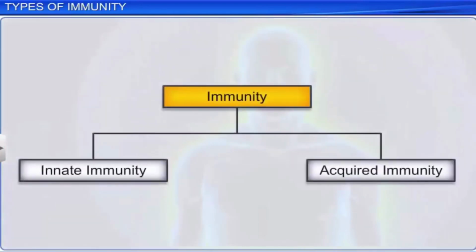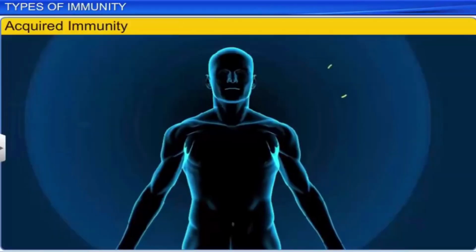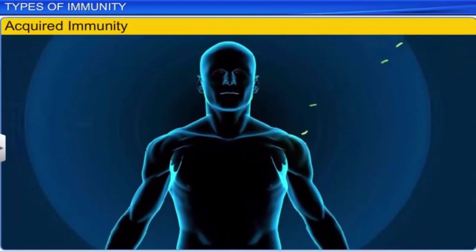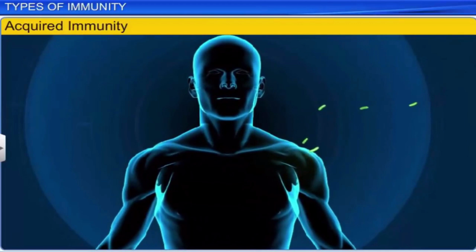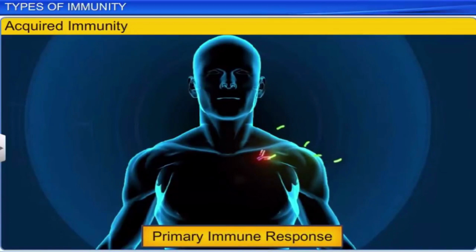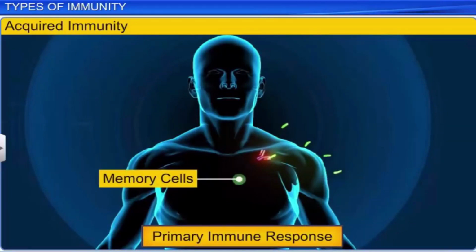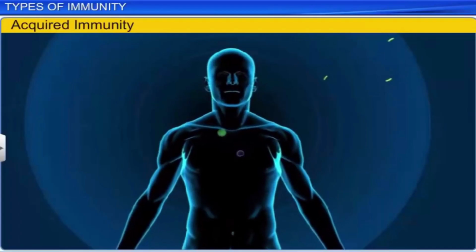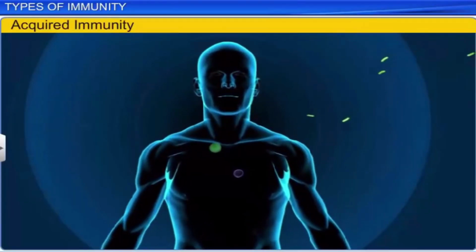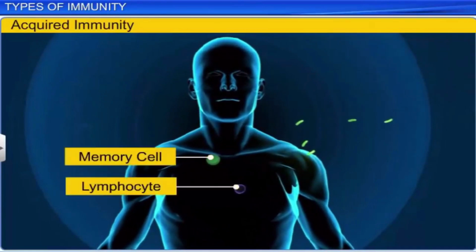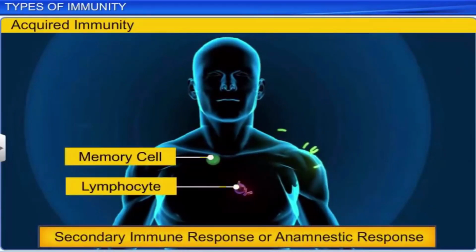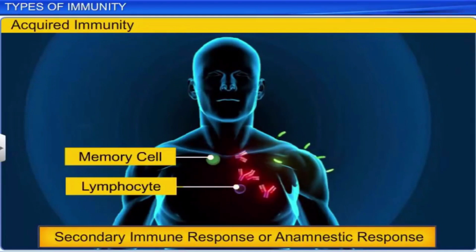On the other hand, acquired immunity is pathogen-specific. It depends on the body's memory. For example, when a body encounters a bacterium for the first time, it produces a low-intensity response called a primary immune response and produces memory cells. However, when the same bacterium attacks again, the memory cells help to elicit a secondary immune response of high intensity. This response is also known as an anamnestic response.